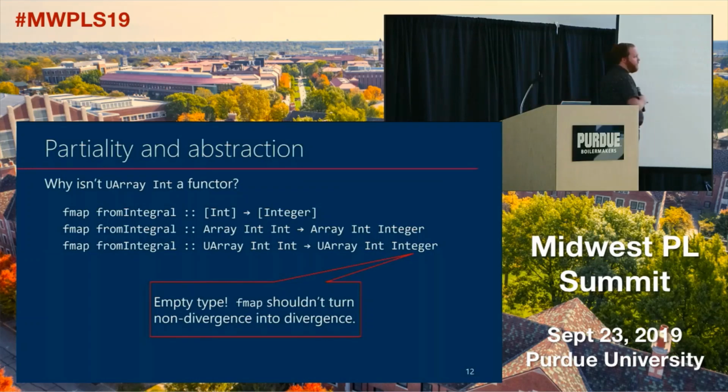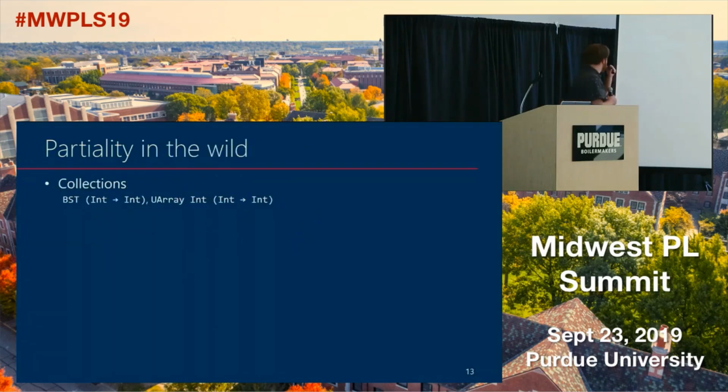And it was kind of fun writing this paper because this list kept getting longer. Every time we'd have another Skype call about this paper, we'd have another example of something that's actually a partial type constructor. So there's lots of collection types out there. U-array is one of them. Binary search tree is another.